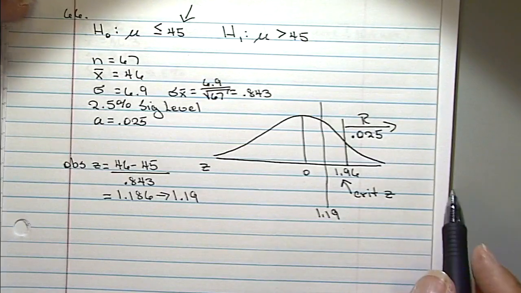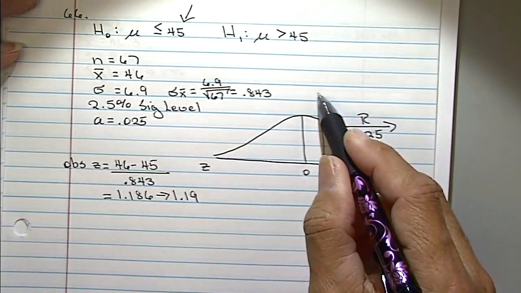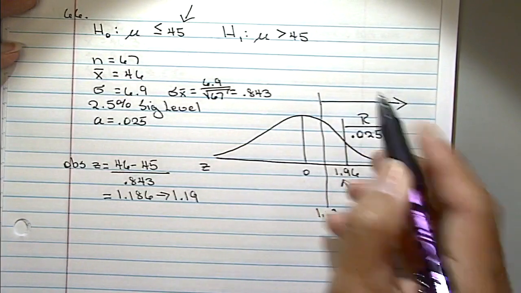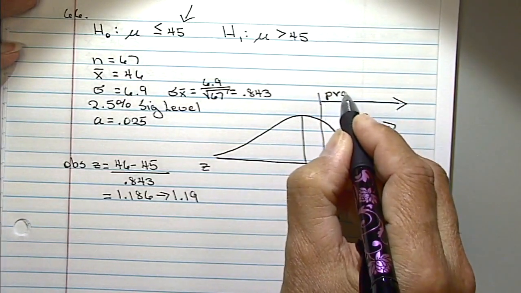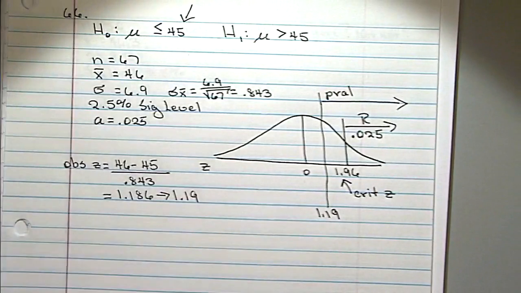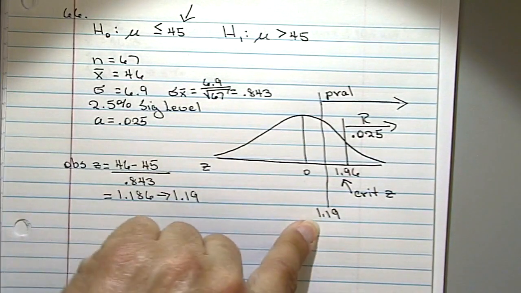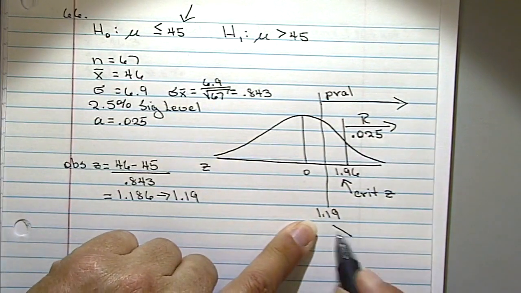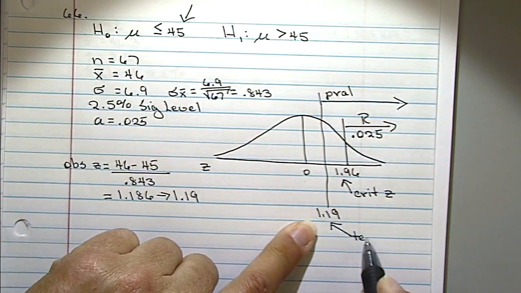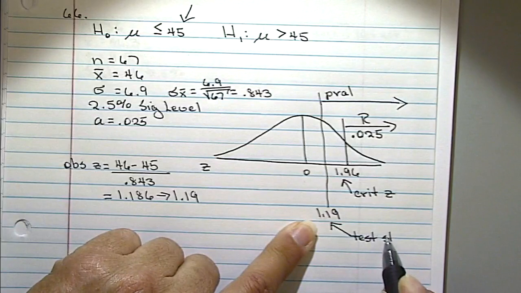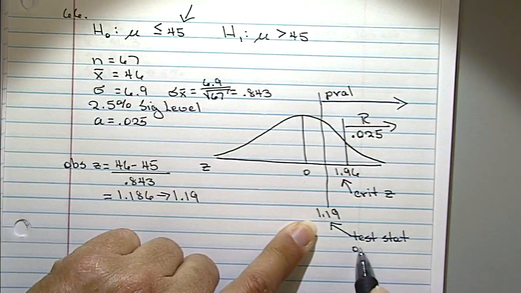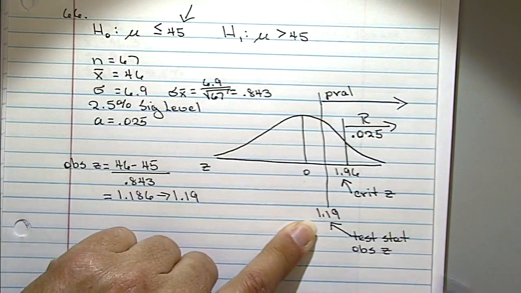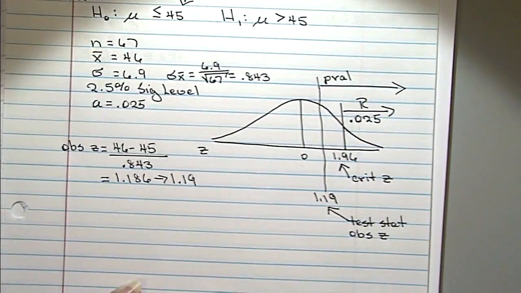But what if they ask you for the p-value? The p-value is this. Always. The p-value is always equal to the area in the tail past the test statistic, right? This is the test statistic. This is the observed value of z.